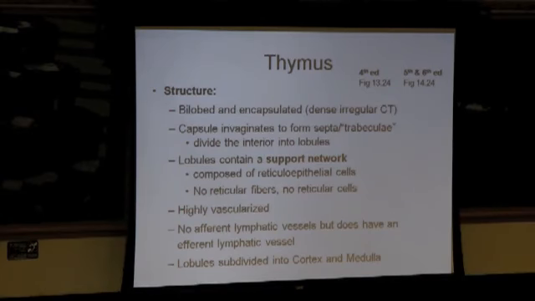In the medulla, where you're going to have the mature lymphocytes, there are some high endothelial venules, or HEVs, to allow those lymphocytes easy access to the vascular system so they can enter and be distributed throughout the body. And again, it's divided into cortex and medulla.